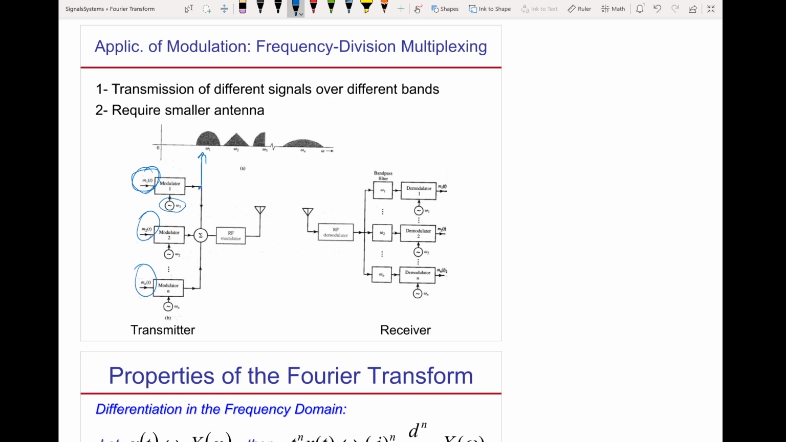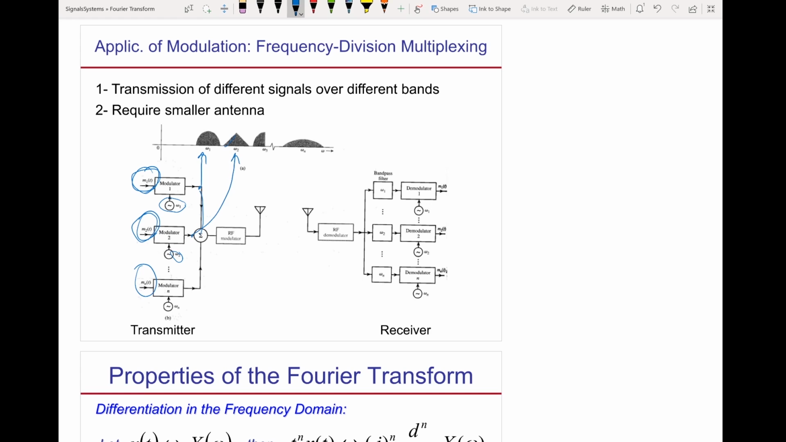Then you take message 2 and you multiply it by cosine omega 2 t, a different carrier, and you add it with this. In the time domain, when you add them, they will look like garbage. You will not even hear it, and it is very difficult in the time domain to separate them. But in the frequency domain, they are separable because the spectrum of this here will be this.